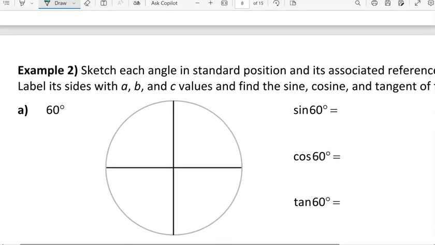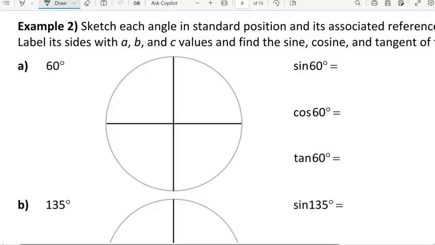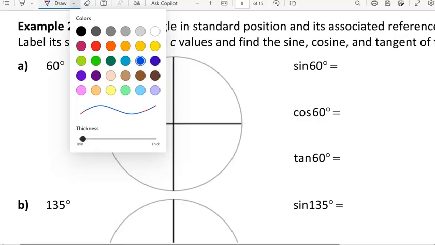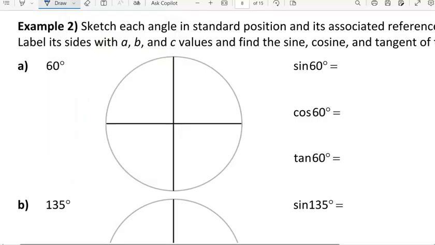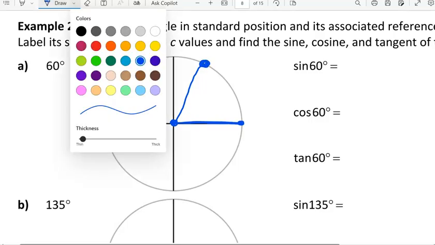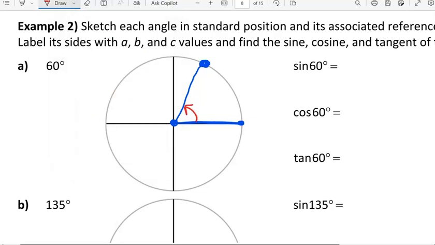All right, moving on. In example 2, we're going to consider very specific angles, and in specific, we'll be looking at ones that relate to special right triangles that we've studied. So we're going to sketch a 60-degree angle, initial side on the positive x-axis, and a 60-degree angle is closer to 90 than it is to 0, as far as where its terminal side is. So that's a 60-degree angle. And then let's sketch in the triangle.